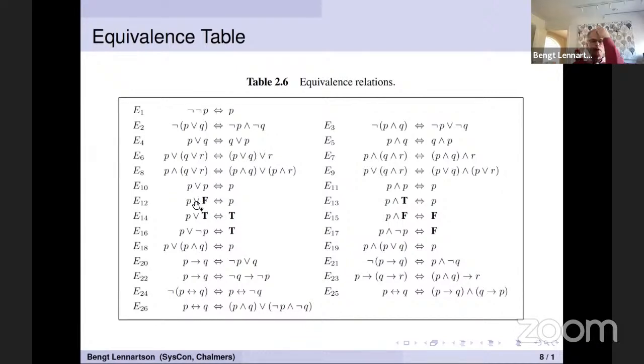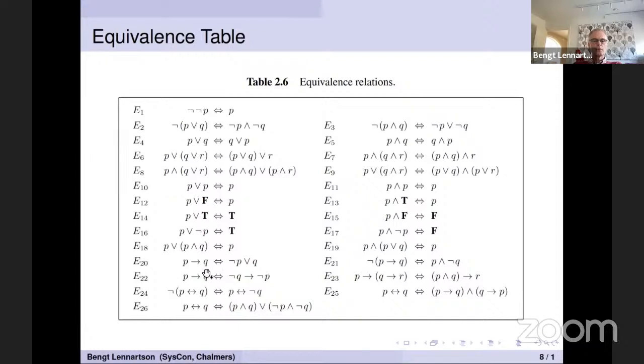Here is another thing, that if you have P or a contradiction, then it doesn't matter what the rest is. P or contradiction is P, while P or true means that it's always true. Sure, because it's enough that one of them is true, then the other one doesn't matter.